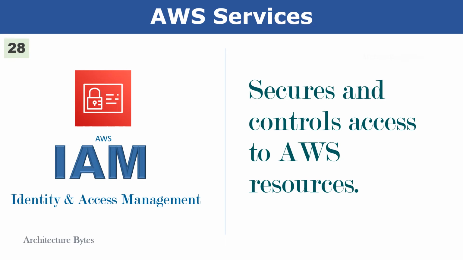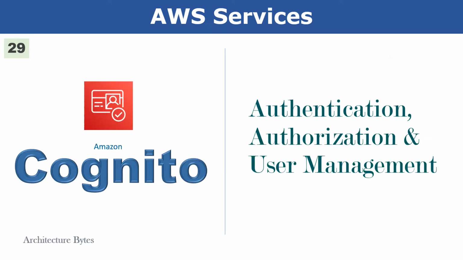IAM, Identity and Access Management, secures and controls access to AWS resources. In other words, you can specify who can access what resources under which conditions. Cognito is an authentication, authorization, and user management service. It allows you to easily add user sign up, sign in, and access control to your web and mobile applications.